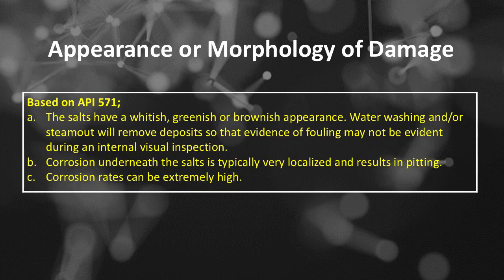Number A, the salts have a whitish, greenish, or brownish appearance. Water washing and/or steam out will remove deposits so that evidence of fouling may not be evident during an internal visual inspection. Number B, corrosion underneath the salts is typically very localized and results in pitting. Number C, corrosion rates can be extremely high.